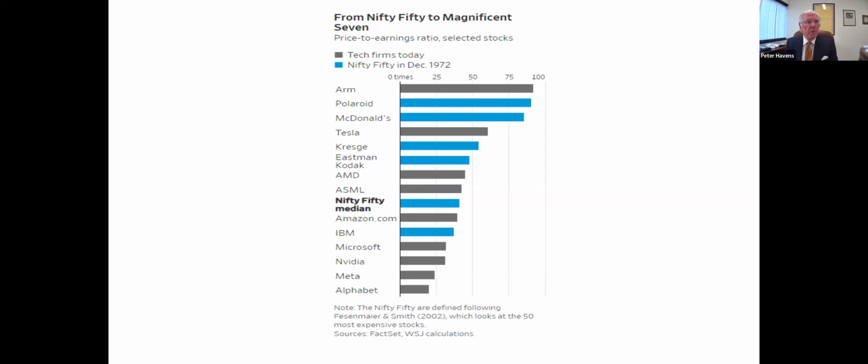stocks, we own them. Well, below the Nifty 50 median, you'll see a list of Amazon, Microsoft, Nvidia, Meta, which is Facebook, and Alphabet, which is Google. Those are 5 of the Magnificent Seven. And so you can see that they trade for lower PE ratios than the median Nifty 50 stock back in 1972.